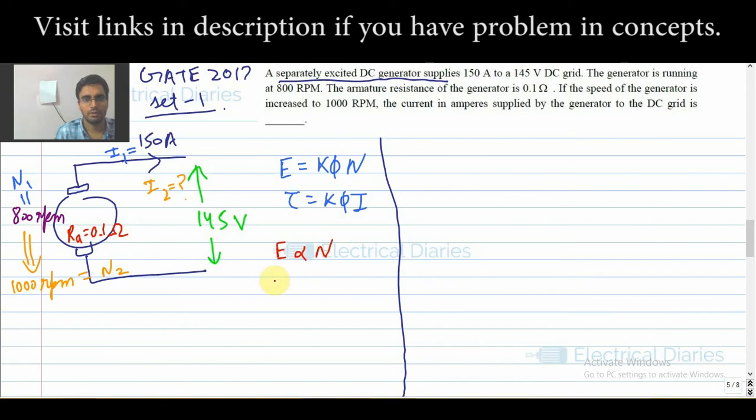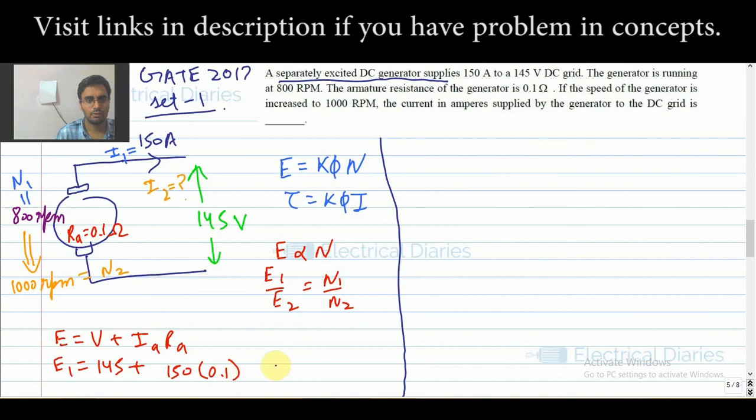E is directly proportional to N, so I can easily find E1 by E2 is equal to N1 by N2. E1 I don't know, but I can calculate. To calculate E1, I can easily apply the KVL. This is a generator, so the equation will be E is equal to V plus IA RA. I have to find E1. V is 145, IA is 150, RA is 0.1. So I will get E1 equal to 160 volts.